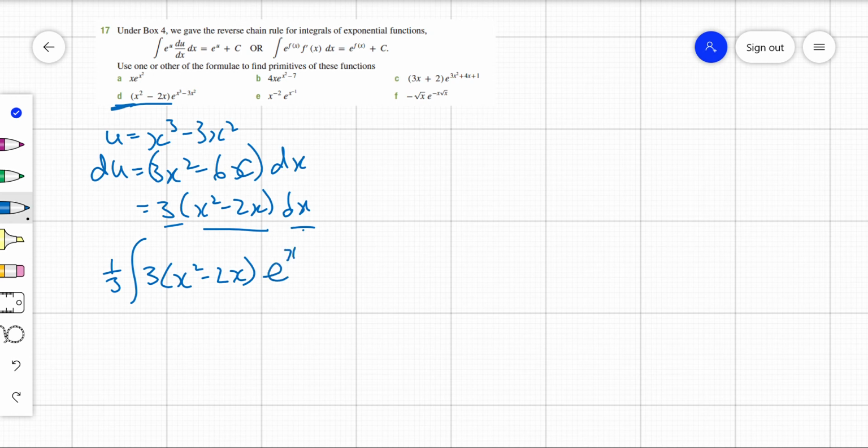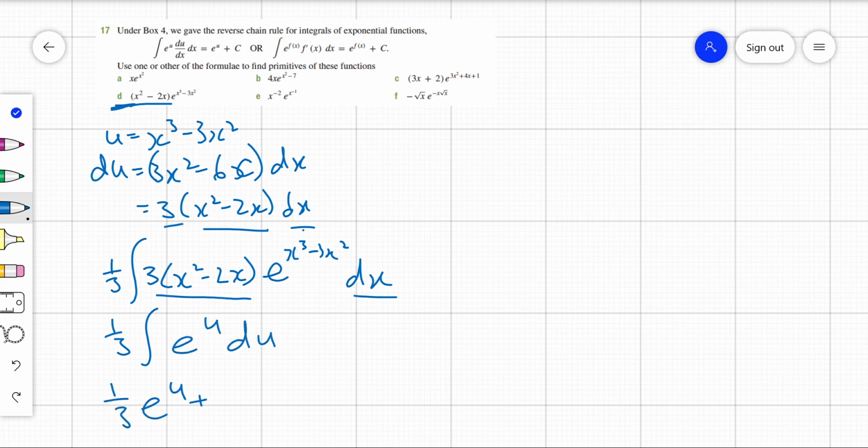E to the x cubed minus 3x squared dx is a fun, like, rearrangement. So all of this part is du, and then it's just e to the u. So again, I've got a third e to the u plus c, and that is a third e to the, what's u? U is x cubed minus 3x squared plus c.